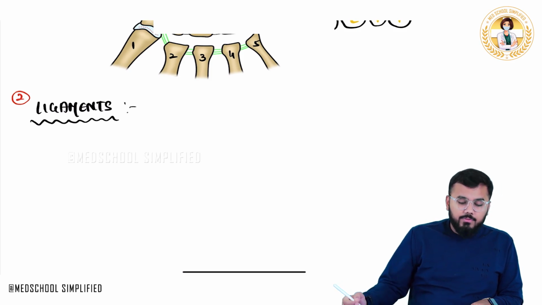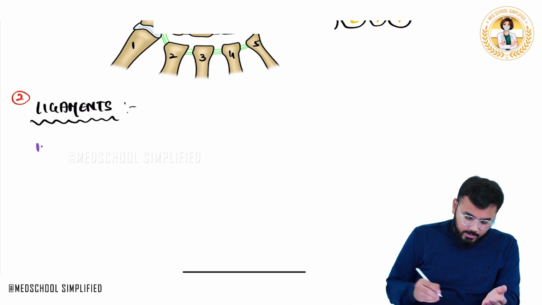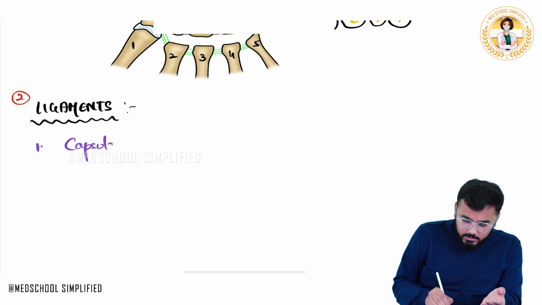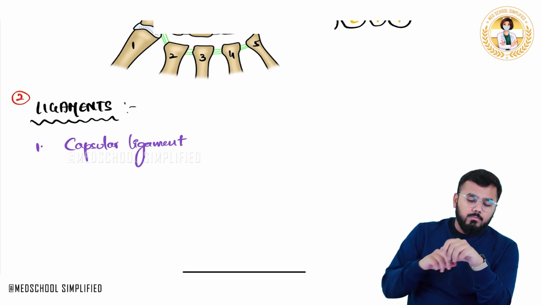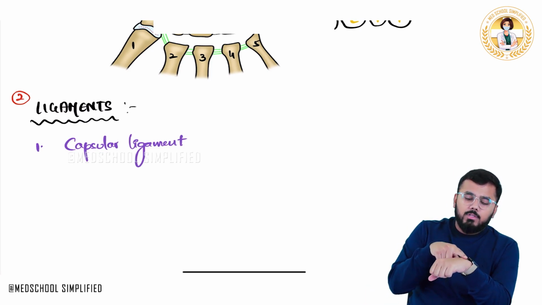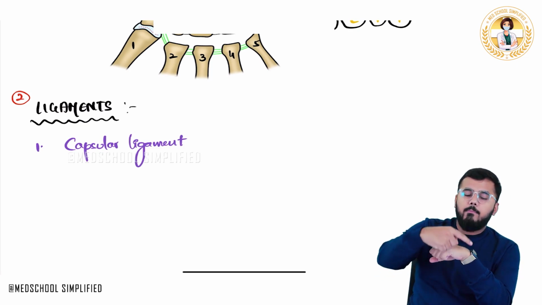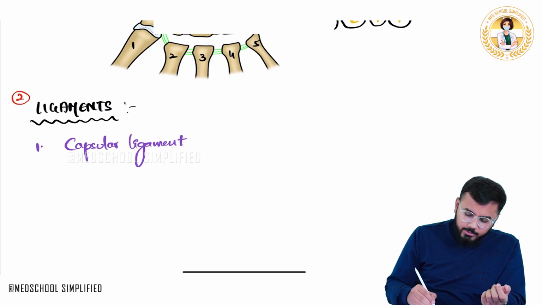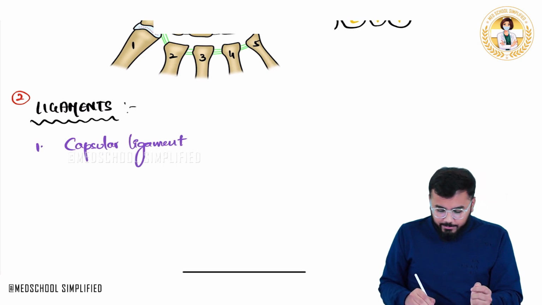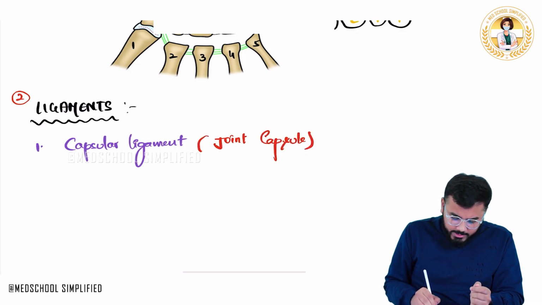Now coming to the ligaments of the wrist joint, the first important ligament is called the capsular ligament. I cannot show it to you here, but I'll just explain. Capsular ligament is also called a joint capsule. So here we have got the radius, the ulna, the carpal bones, right? There is a ligament completely surrounding this area like a band, like a capsule. You call it capsular ligament, or you can also call it joint capsule.